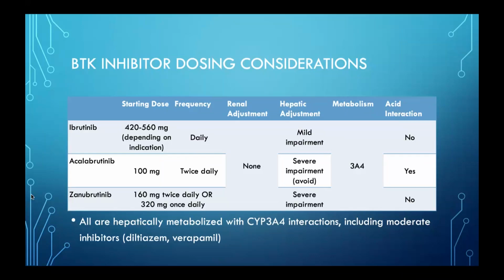And then acalabrutinib is our medication that has acid interactions. So once again, patients who are on anticoagulation or might have a history of GI bleed, that's something that we need to be aware of and can be a challenging decision between ibrutinib and acalabrutinib in those patients.